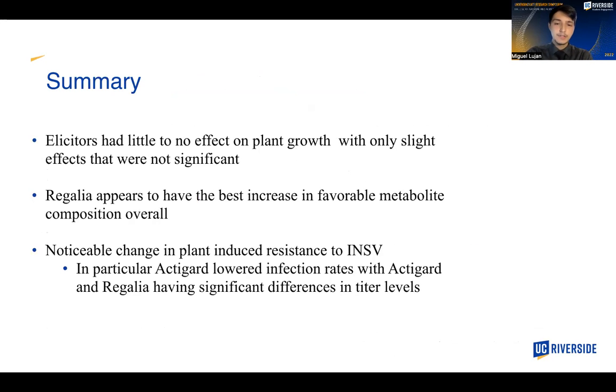All right, so moving on to a general summary of my experiment. So to begin with, the elicitors had little to no effect on plant growth, with only slight effects that were not significant enough. Regalia appears to have the best increase in favorable metabolite composition overall, and there were noticeable changes in plant-induced resistance to INSV. More in particular, Actigard seems to be the best elicitor for lowering infection rates of INSV with romaine lettuce, and for infection severity, Actigard seems to be the best at lowering titer levels as well, with Regalia just slightly behind.